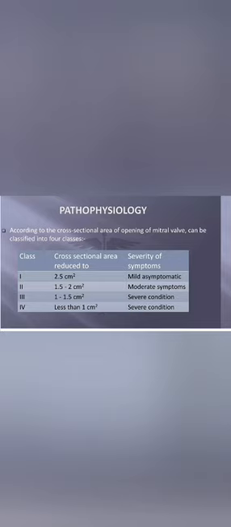According to the cross-sectional area of the mitral valve opening, it can be classified into 4 types: class 1, class 2, class 3, class 4. In class 1, the cross-sectional area is 2.5 centimeter square. So it is mild and asymptomatic. The second one is 1.5 to 2 centimeter square. Moderate symptoms can be seen in this patient. In class 3, the cross-sectional area is 1 to 1.5 centimeter square, so it is a severe condition. And fourth, less than 1 centimeter square, so it is a severe condition. The patient has severe symptoms in this class 4.